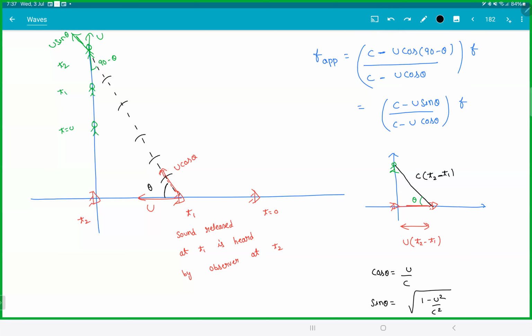You tell me, if t1 is 0, what does that mean? You are assuming u is equal to c, isn't it? It means you are saying the speed of the vehicle is equal to the speed of sound. Who told you that? You're getting it? Yeah. So it depends on the speed of the vehicle.